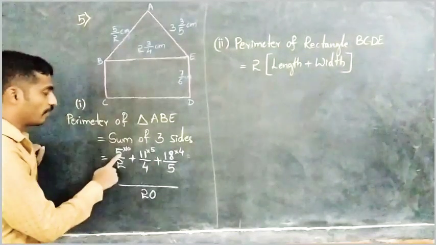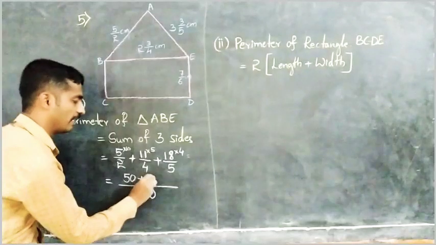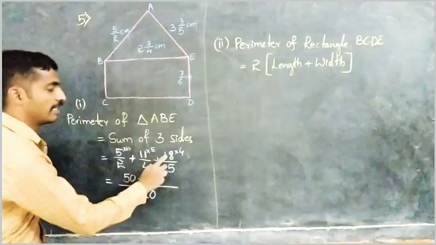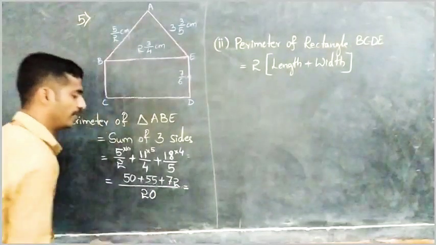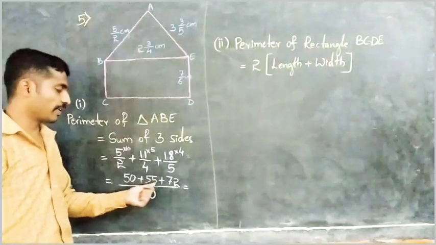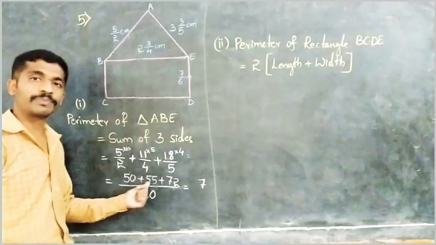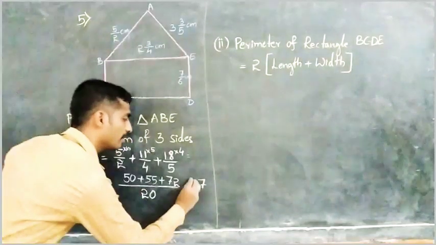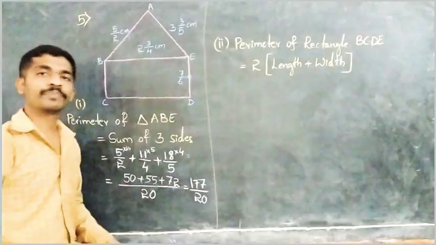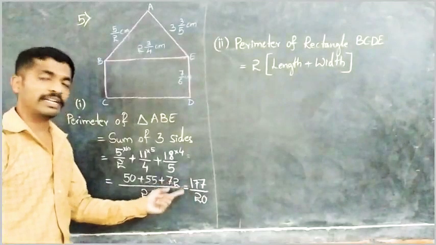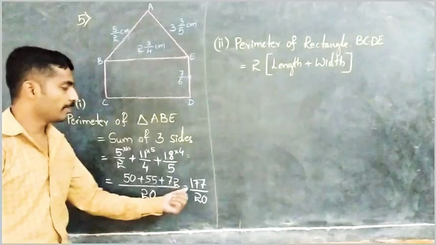Okay, so now 5 10s are 50, plus 11 5s are 55, plus 18 4s are 72. If you add these three: 0 plus 5 plus 2 is 7. Next, 5 plus 5 plus 5 is 15, plus 2 is 17. So 177 by 20. Okay, so here you are getting an improper fraction, so make it into a mixed fraction.